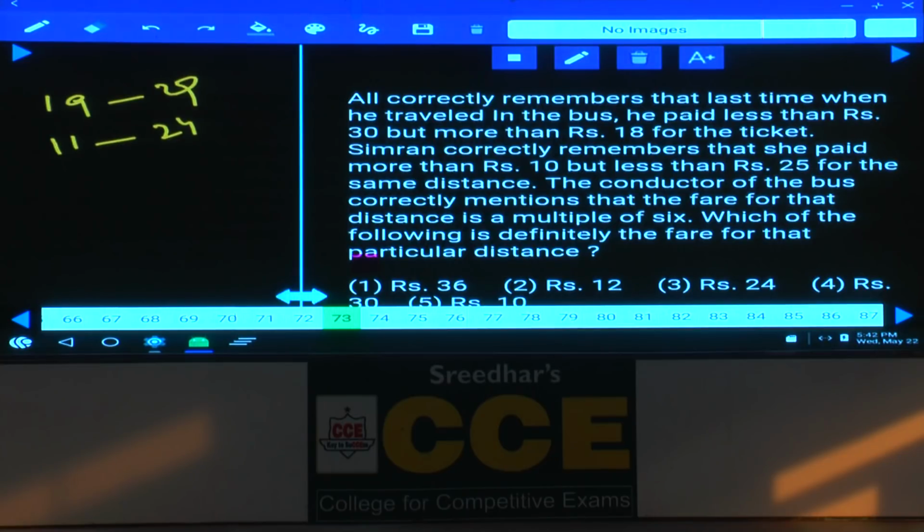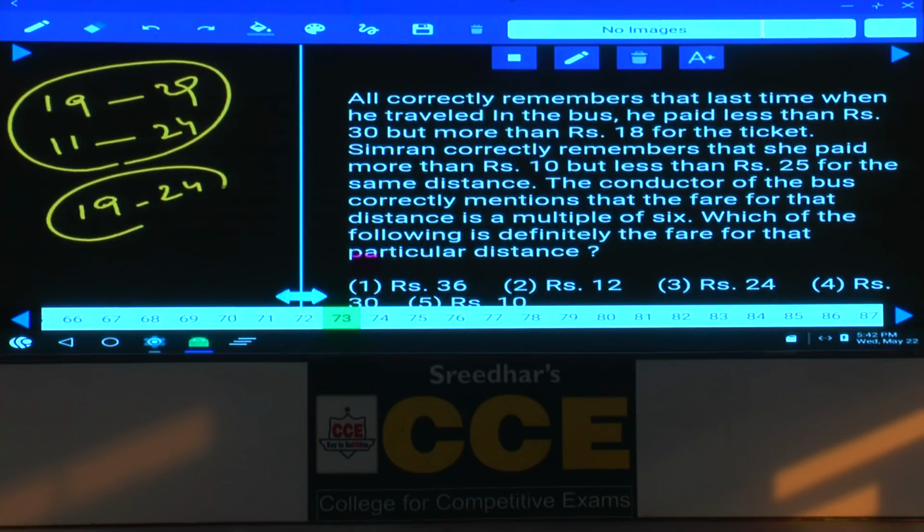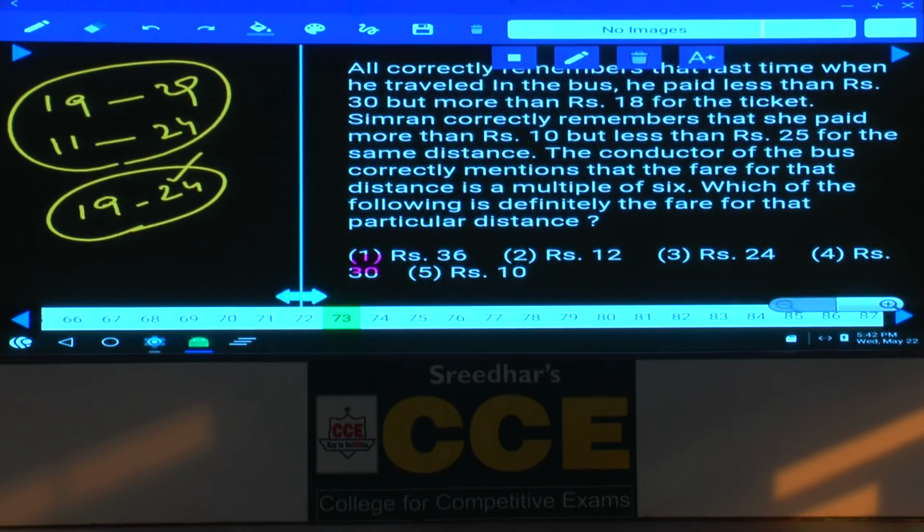And for the same distance, the conductor of the bus correctly mentions that the fare for the distance is a multiple of 6. Now, tell me which is common between these two, 19 to 29 and 11 to 24. That is 19 to 24, isn't it? Among these 19 to 24, the multiple of 6 is nothing but 24. Then what is the answer here? What is the fare? The fare is 24, that is choice 3.